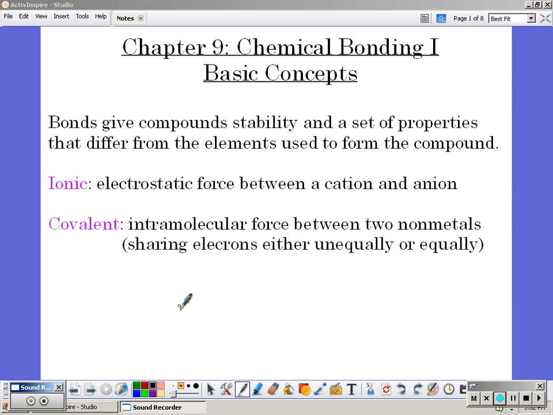Unit 9 or Chapter 9 is Chemical Bonding Part 1, Basic Concepts. Bonds give compounds stability and a set of properties that are different from the elements used to form those compounds. An ionic compound is the electrostatic force between a cation and an anion, and a covalent bond is the intramolecular forces between two nonmetals. So they share electrons either equally or unequally.